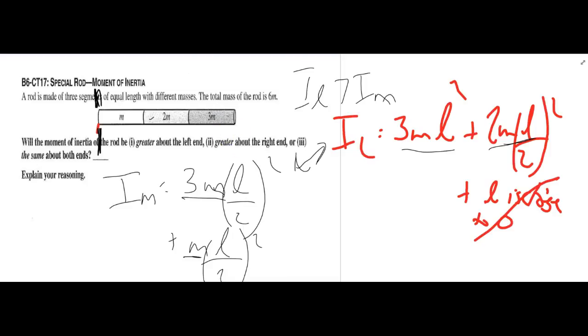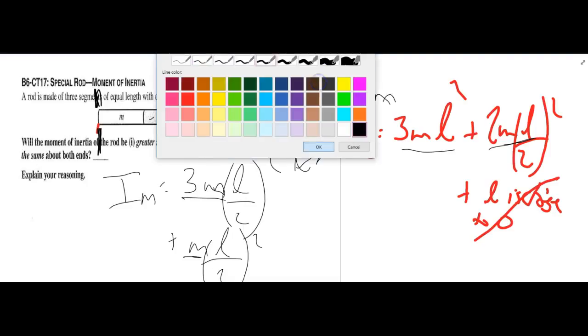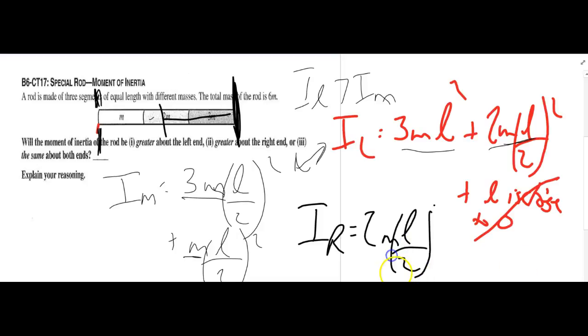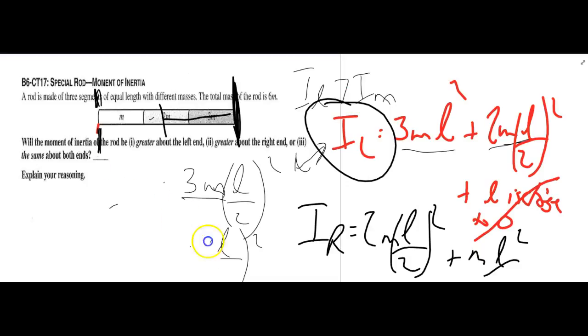My last strategy here. Okay. Let's look at about the left side. Well, again, this one we're going to say it's close, so that's 0. So then I about the right, I'm only going to look at the 2m, which is the length over 2 squared, plus m length squared. Okay. So which one has most of the mass farther out? That is, I about the left is going to be the greatest.